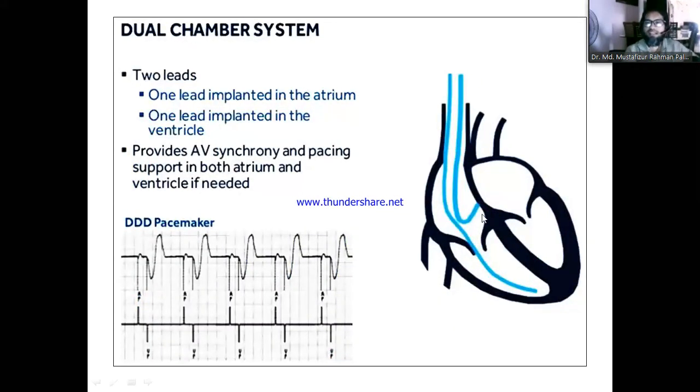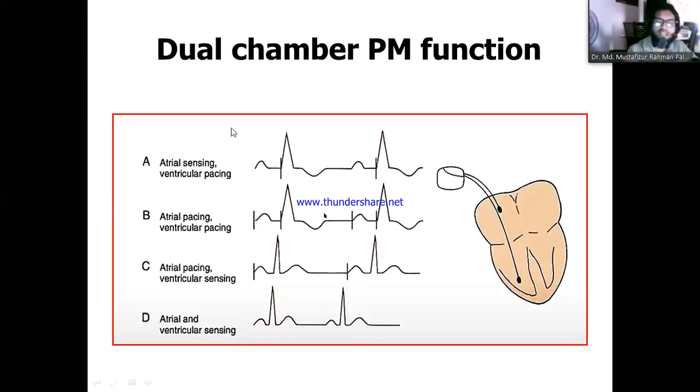So in the dual chamber, one is the atrium, one is the ventricle. In the ECG, you will see a spike before the atrium and before the ventricle. One spike is before the atrium, one is before the ventricle. So it means that it is the dual chamber pacemaker. It provides AV synchrony and pacing support in both the atrium and ventricle if needed. Okay, so these are in the dual chamber pacemaker.